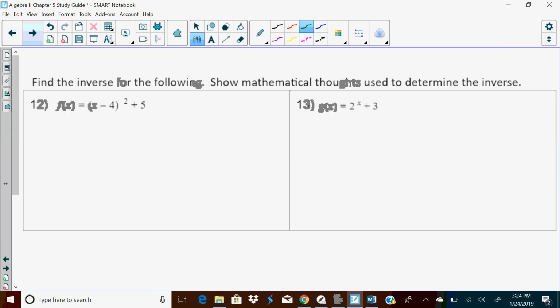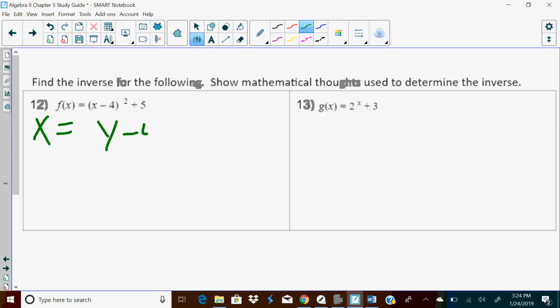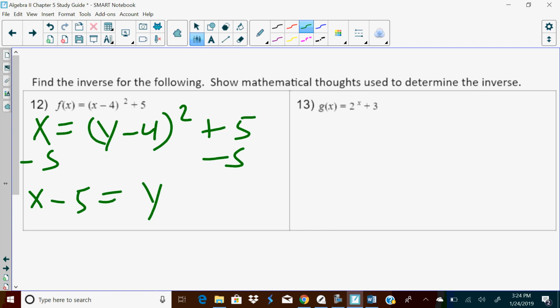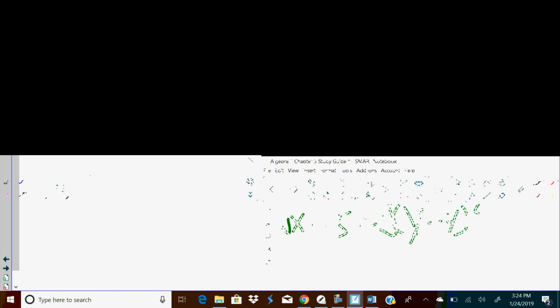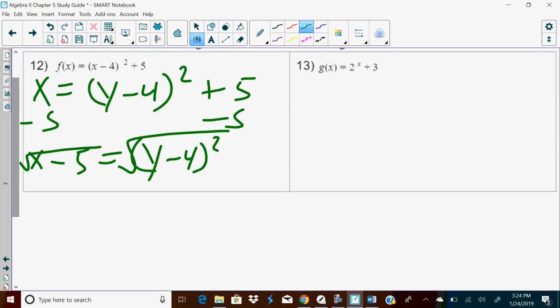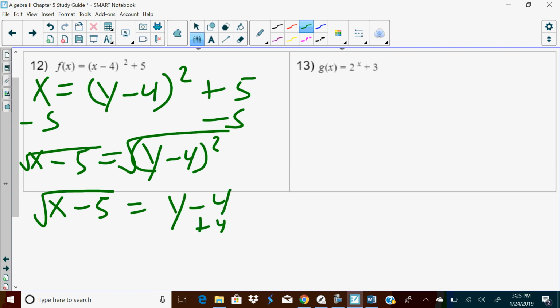Problem number 12, I'm finding the inverse. So in these types of problems, you're going to reverse x and y and solve for y. So in this first one, I would make it x equals y minus 4 squared plus 5. And then I'm just going to solve. So minus 5, I get x minus 5 is y minus 4 squared. So I need to take the square root of both sides. So I get the square root of x minus 5 equals y minus 4, and then I add 4 to both sides. And you want to be clear about where your square root ends up.